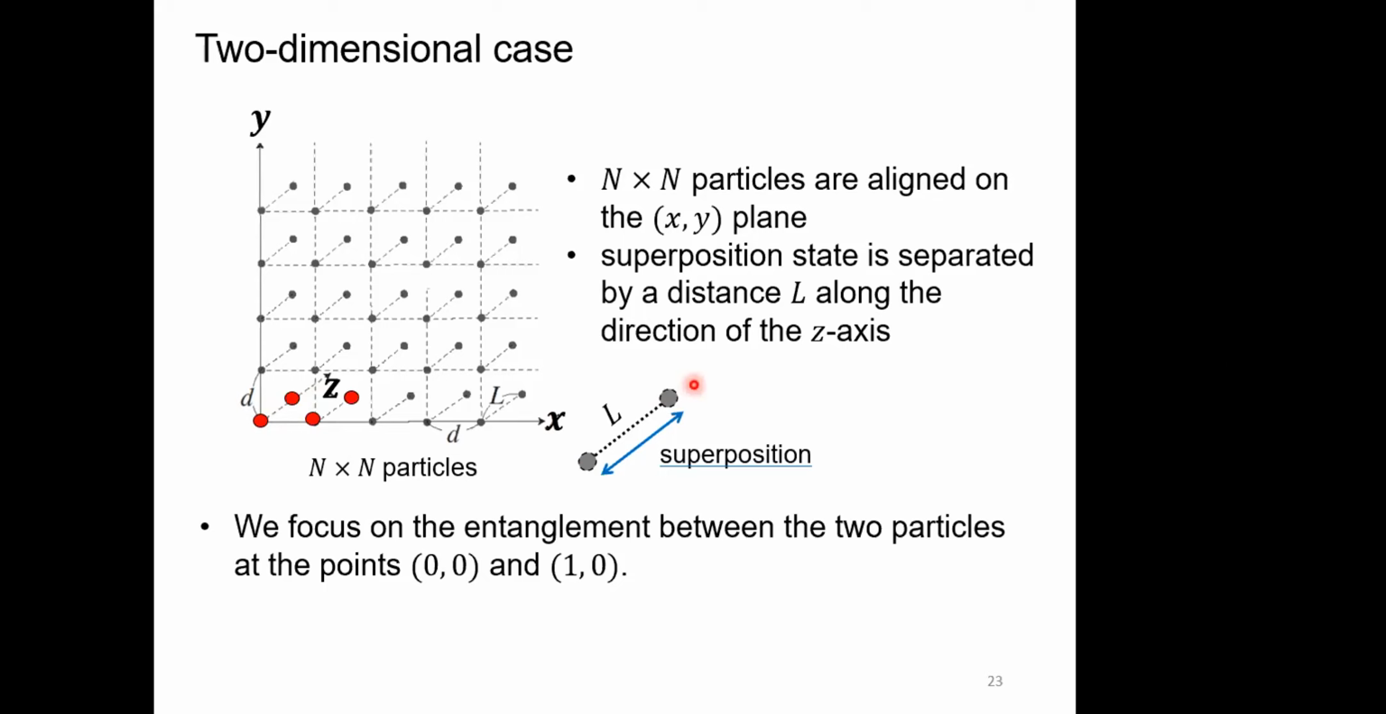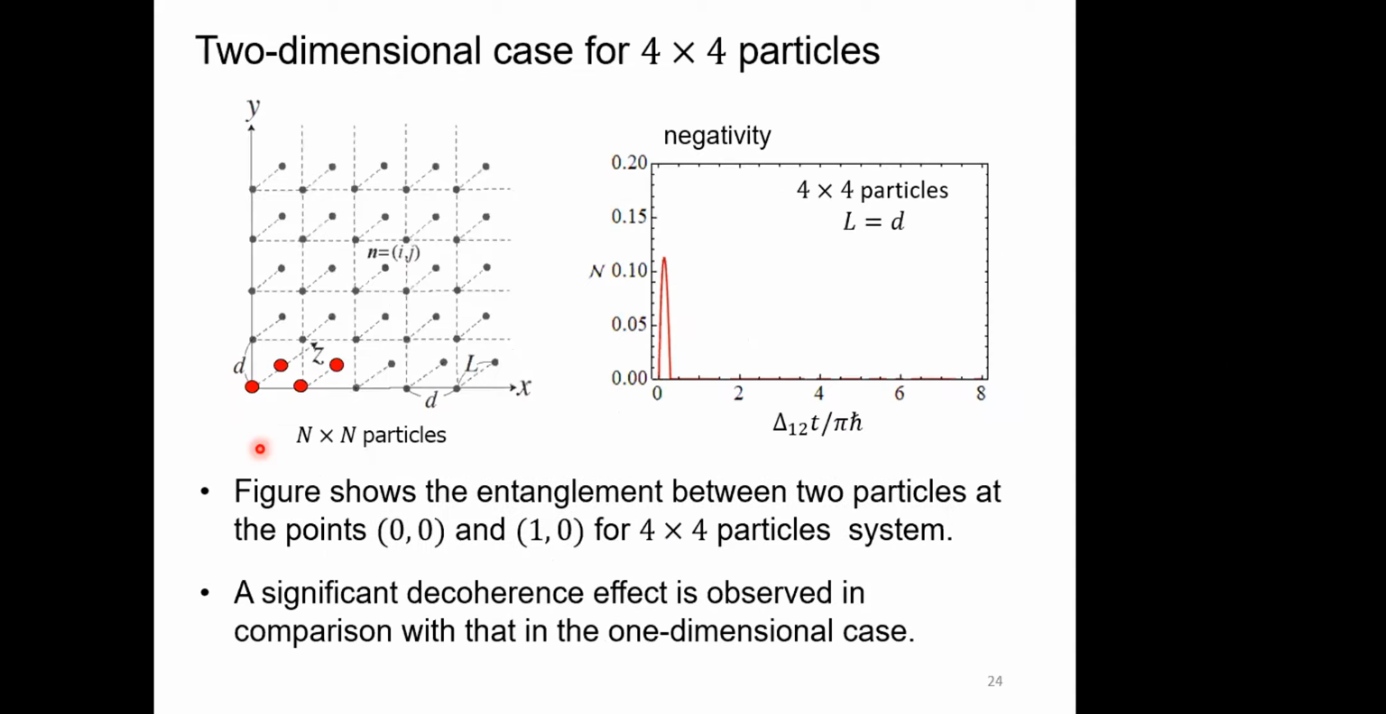Here we focus on the entanglement between the two particles at the points (0, 0) and (1, 0), illustrated in red color. We determine the reduced density matrix of these two particles in a similar way to the one-dimensional case. This slide shows the behavior of the negativity for 4 times 4 particles. Since the number of particles around the two particles increases, a significant decoherence effect is observed in comparison with that in the one-dimensional case.